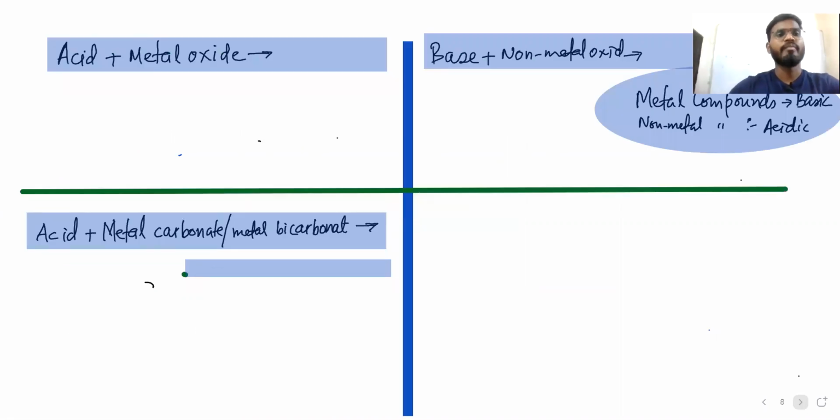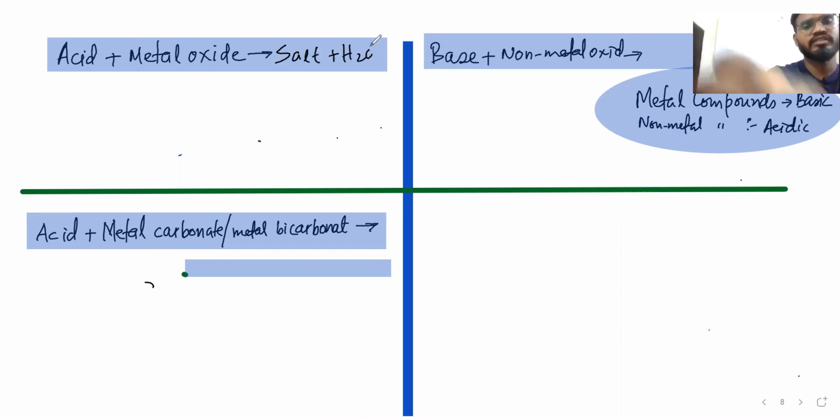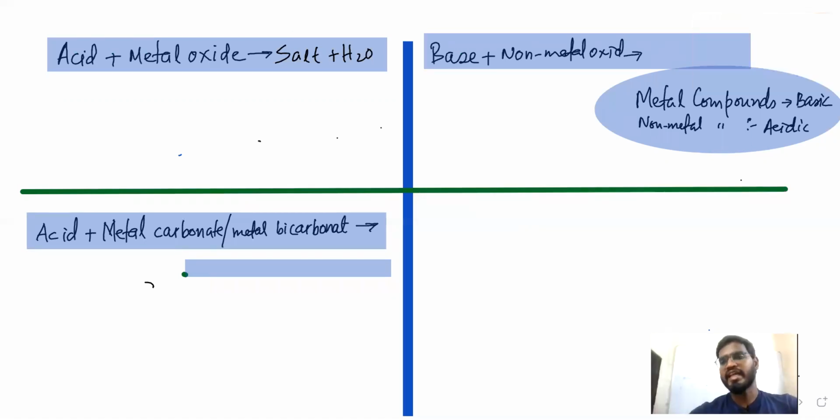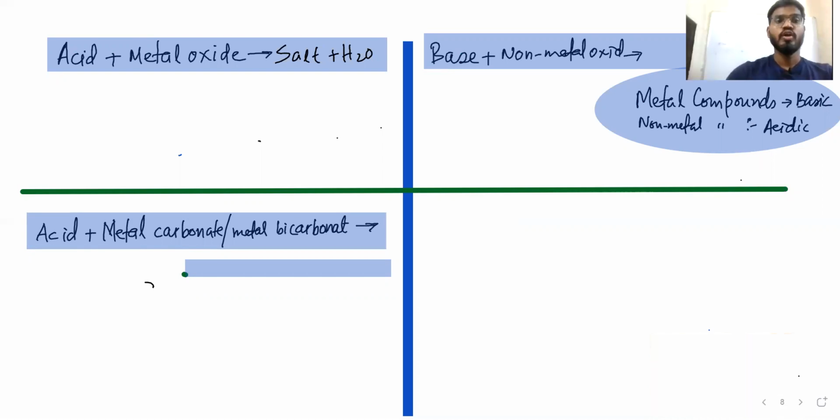Now we are going to see acid plus metal oxide. Acid plus metal oxide is going to give you salt plus water. Let's see how to remember this. An easy way: any metal compound is basic in nature, and non-metal compounds are acidic in nature. So the metal oxide is a base. So this is acid plus base, which gives salt plus water.